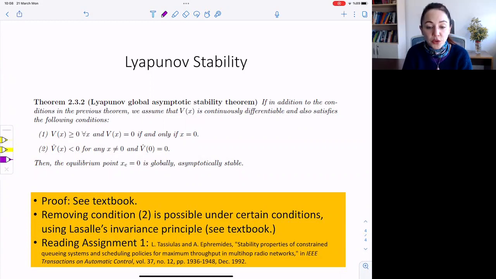So this paper is going to be a reading assignment for this course, and you should start reading this. There's a presentation made by a former student taking this course, which has been uploaded on YouTube if you're interested in taking a look at the presentation, perhaps before you read the paper.